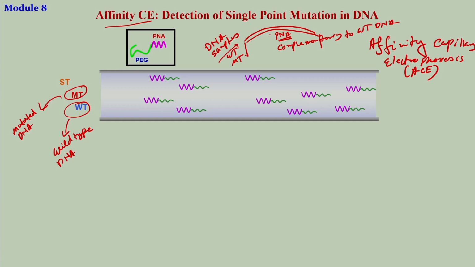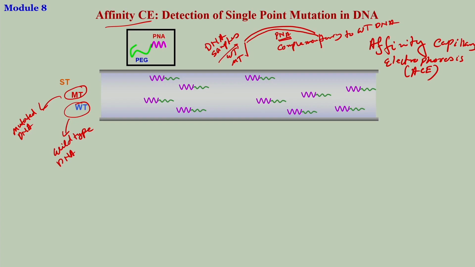So, if this has a strong hybridization, it will have more charge because this has charge, even if this is neutral, at least the size would be different, and we are separating in terms of m by z ratio. So, mass by charge. So, even if you can change the mass, that itself will also have an impact. In that case, because of the large size of the hybridized complex, their movement will be slow compared to the mutant. So, mutant will appear first, then will come the wild type. That I will show you here.